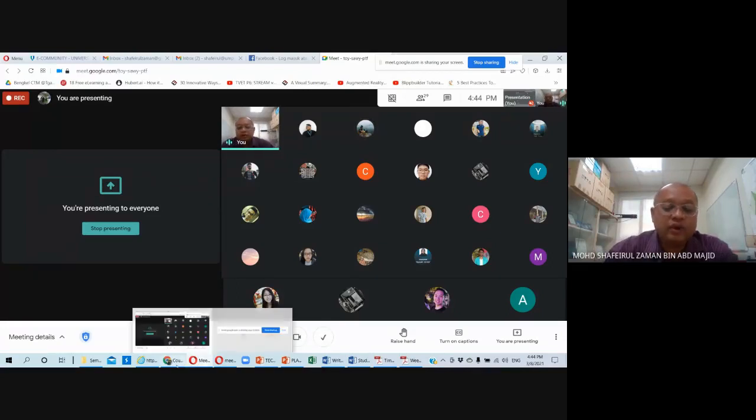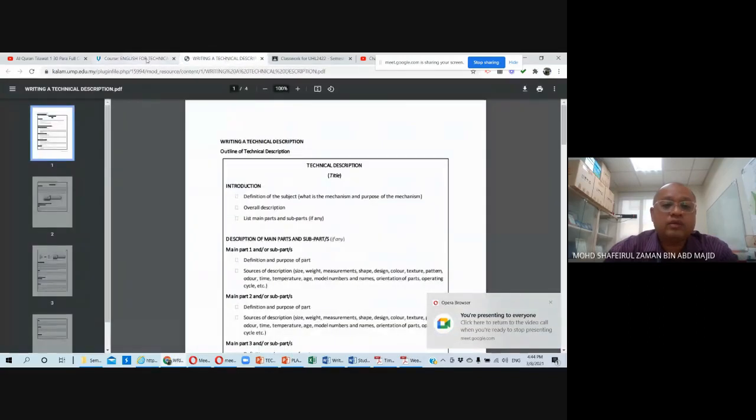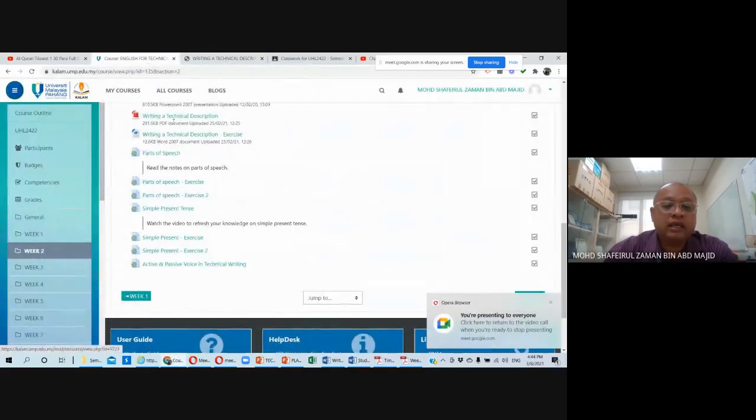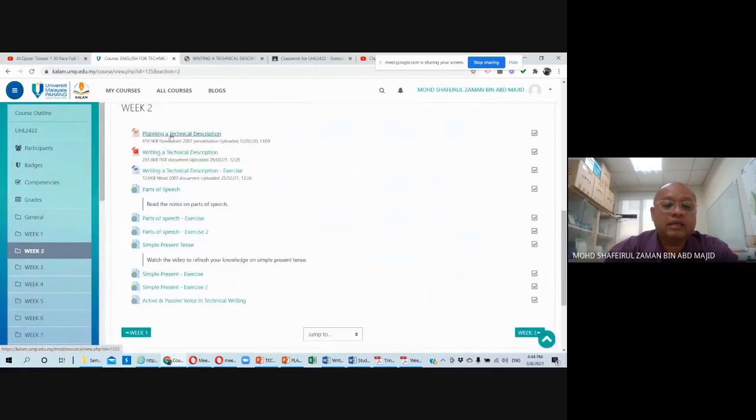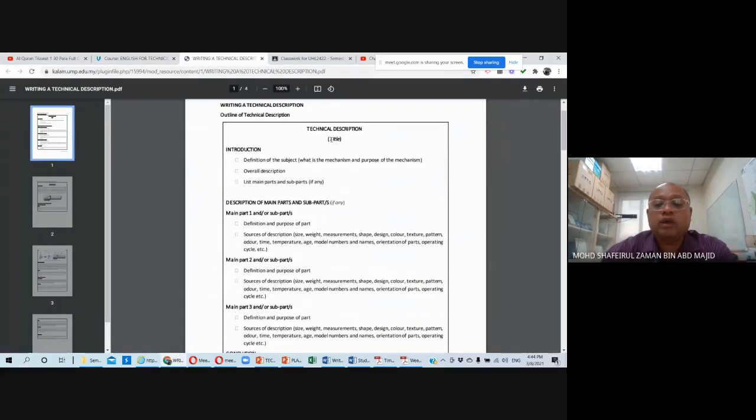So how to write a technical description? This one is taken from this handout here in week 2, writing a technical description. This is how you can organize your technical description. You can put the title. Let's say if you're going to explain about Peugeot, the Peugeot car or Proton or Perodua Axia, you just write it here.